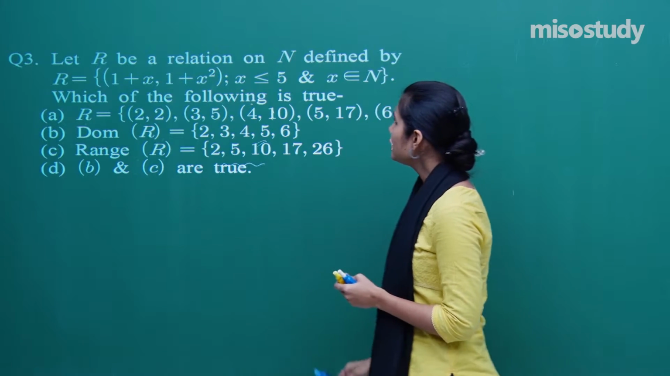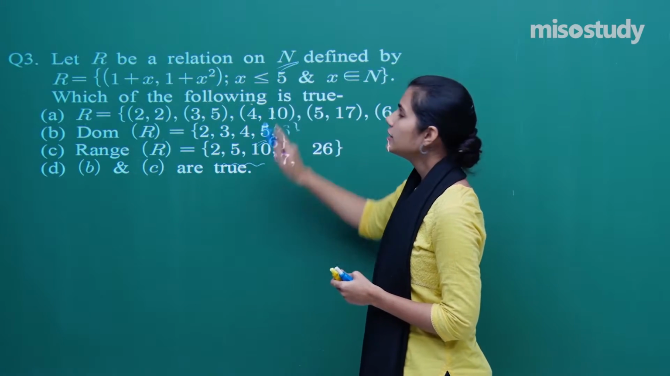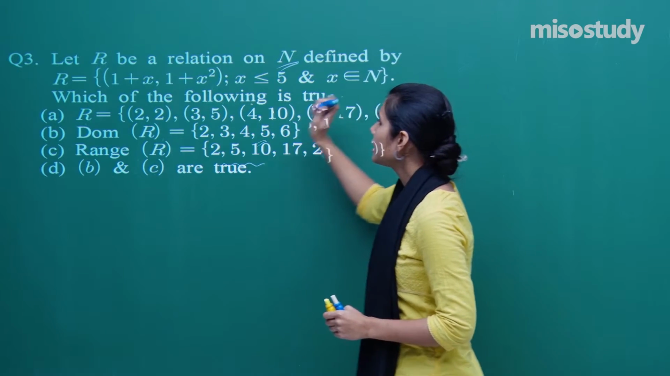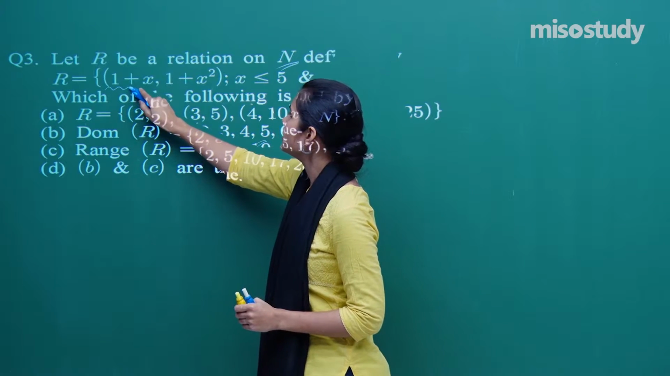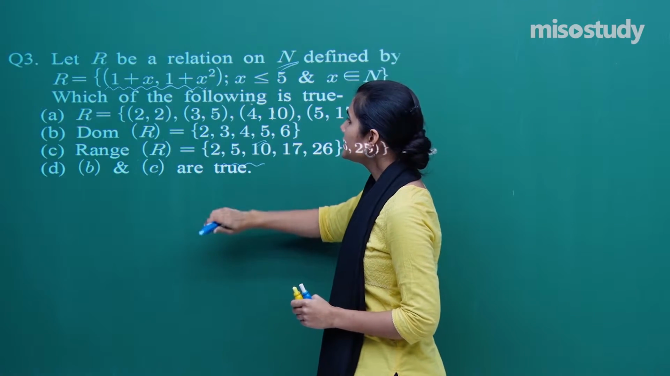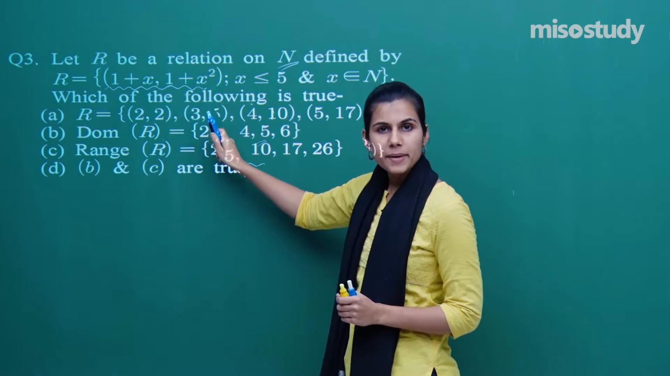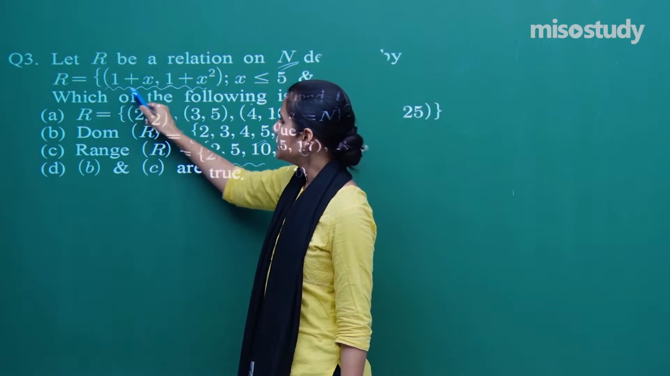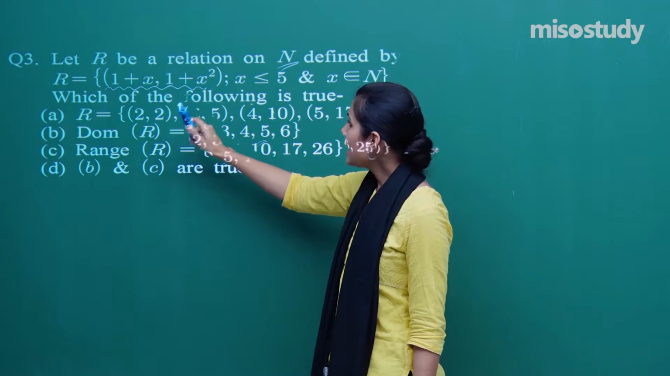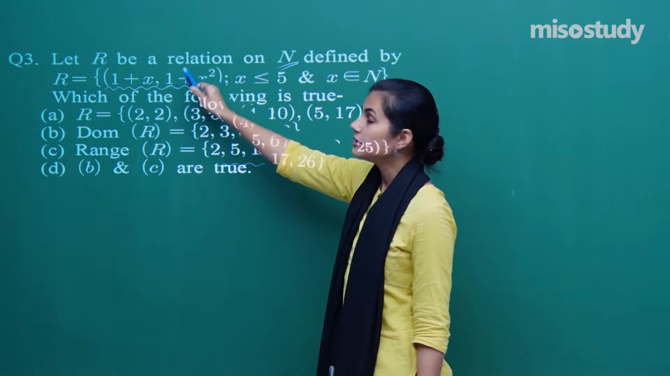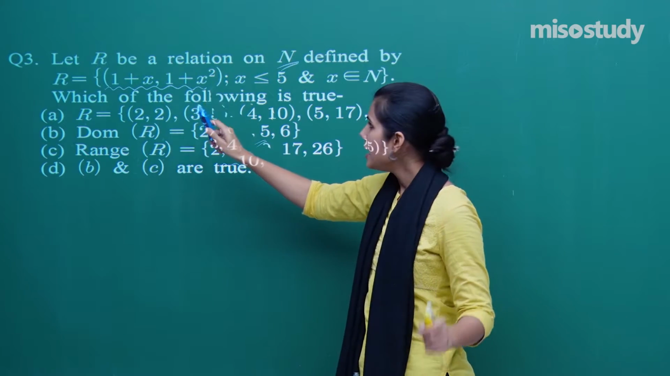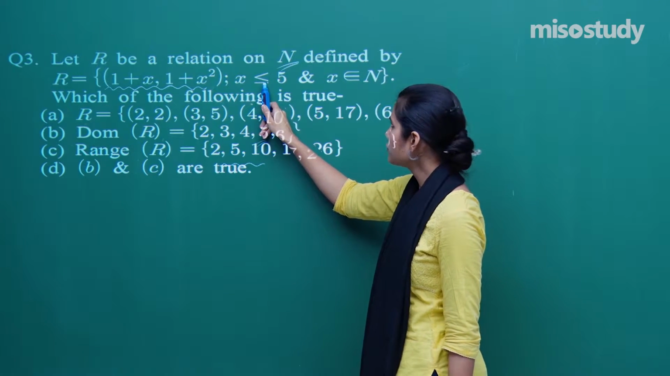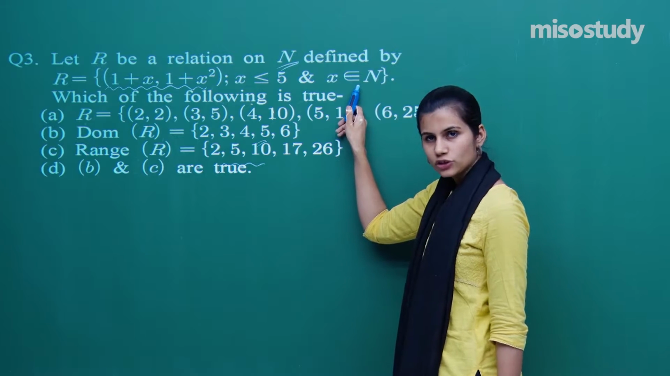Let R be a relation on the collection of all natural numbers defined by this expression. It is saying that in the ordered pairs, as the first component will sit this type of members and as the second component will sit this type of members, where x is a natural number less than or equal to 5. That is what is given to you.